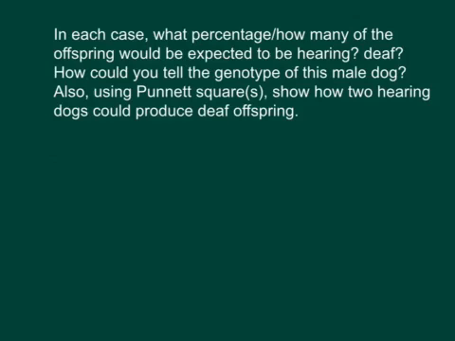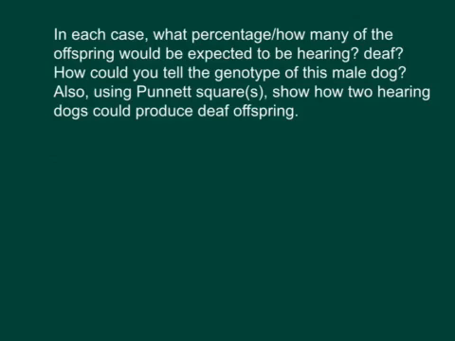Okay, last but not least, it says, in each case, what percentage, how many of the offspring would you expect to be hearing or deaf? How could you tell the genotypes of this male dog? Also using Punnett squares, show how 2 hearing dogs could produce deaf offspring. So let's break this problem down. There's a lot going on.